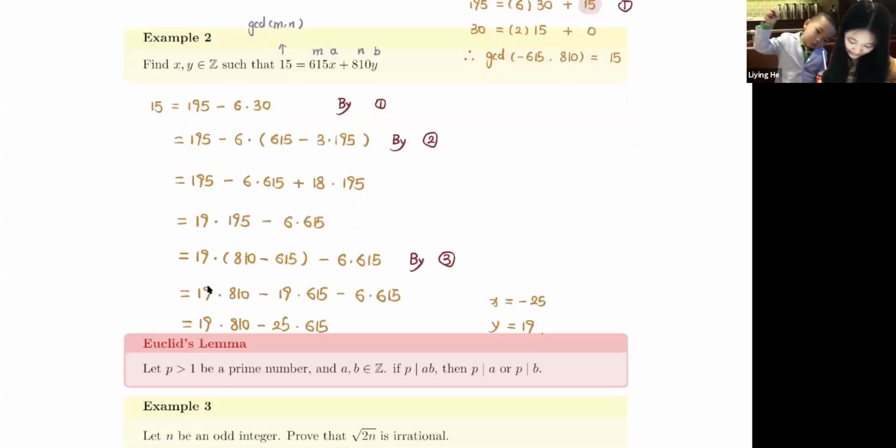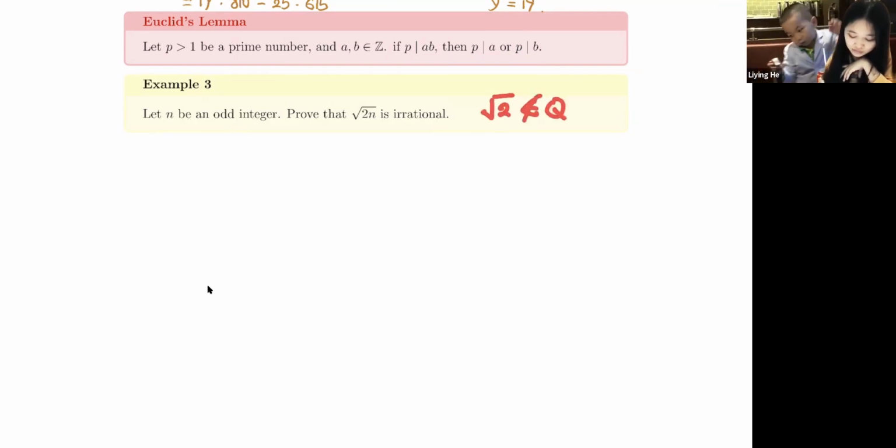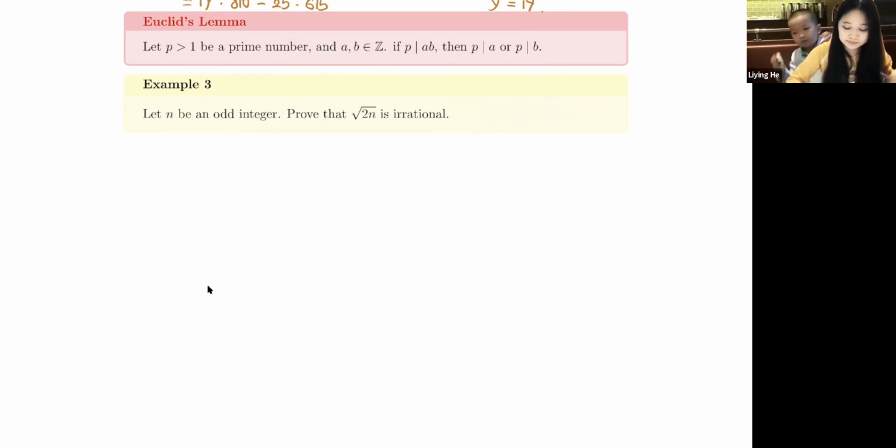Okay, cool. So Euclid's lemma is saying that if p is a prime number and a and b are integers, if p divides the product ab, then p divides a or p divides b. And I want you to use this to try example 3. I actually did a really similar question before in one of my office hours. So if you were there, you should be able to recognize that I proved square root of 2 is an irrational number. It's really similar to this. So try this.